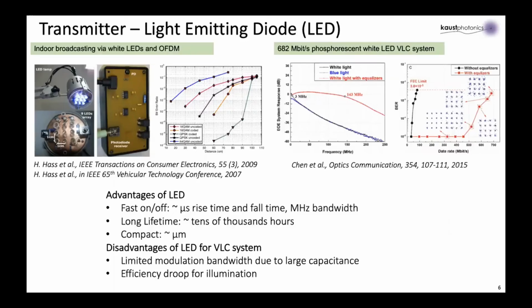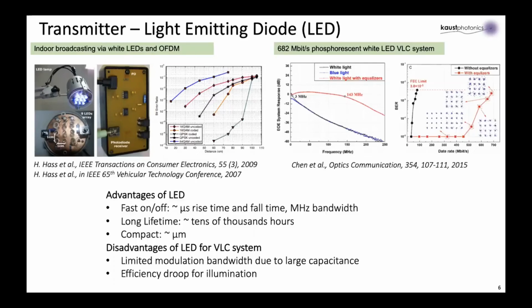And later on, Chen from CAS, Chinese Academy of Sciences, began to push the bit rates slightly higher, a few hundred megabit per second, by using a bit more complex or higher order modulation scheme. In this case, it is 16 QAM OFDM.